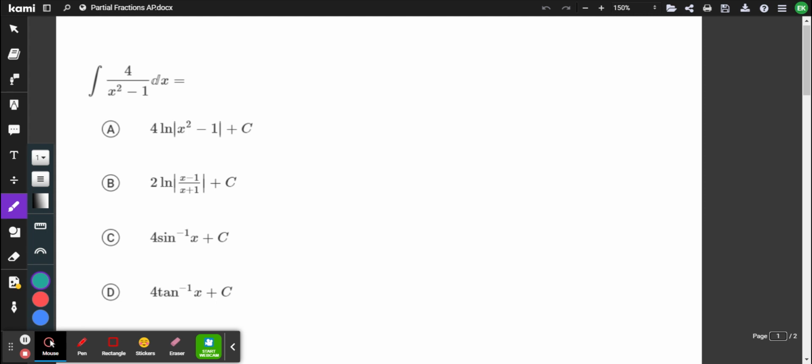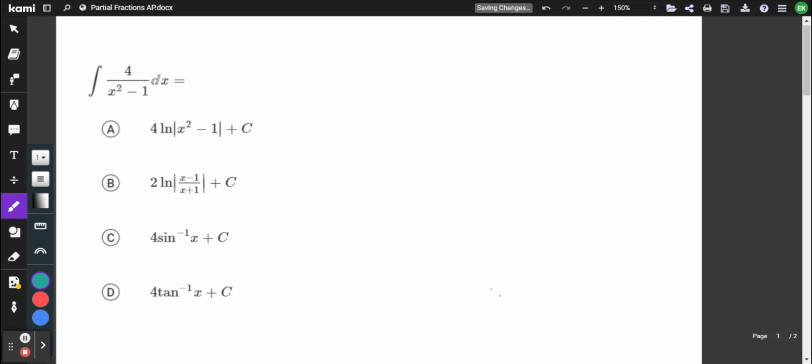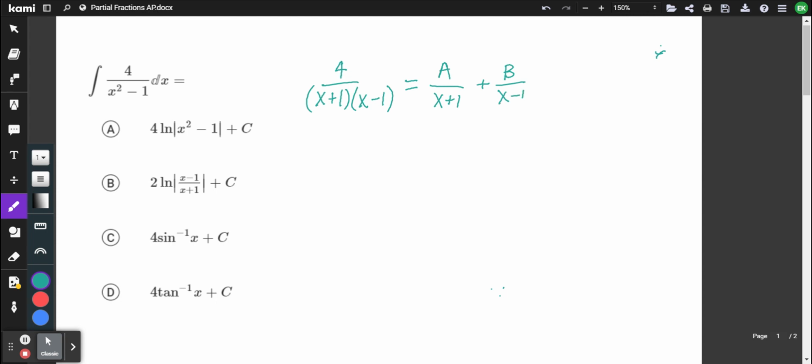We want to use partial fractions on this. And again, this is the AP one, so there's multiple choice here. The first thing I'm going to do is factor the denominator. The x squared minus 1, remember, factors into x plus 1, x minus 1. So let's separate this out, and because the factors don't have any exponents or anything like that, it's going to be A over x plus 1 and B over x minus 1.